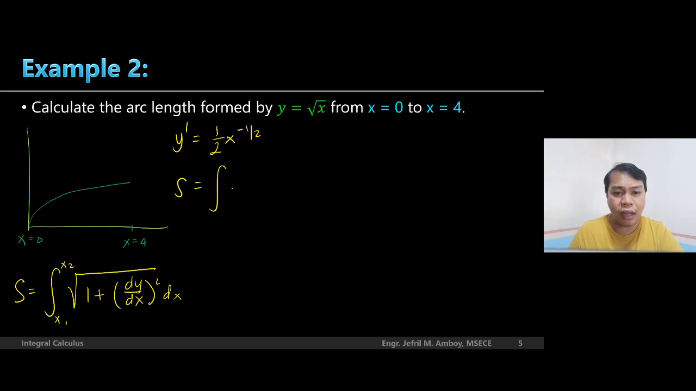Now, if we will substitute this into the formula, we will get the square root of 1 plus, kapag ito in-square natin, magiging 1/4, no? Tapos ito, pag in-square mo, magiging x to the negative 1 na lang. Or gawin ko na lang siyang 1 over 4x. And then, dx. Okay? From 0 to 4. Now, by inspection, nakita natin na meron tayong 4x sa ilalim. Tapos magsisimula tayong mag-integrate sa 0.